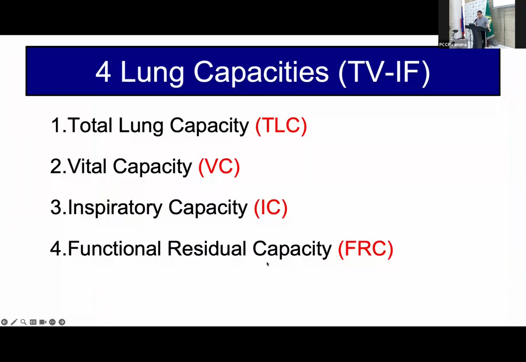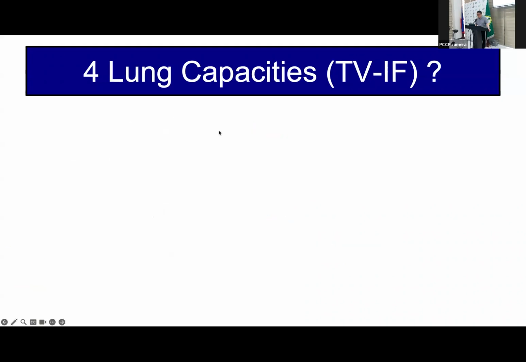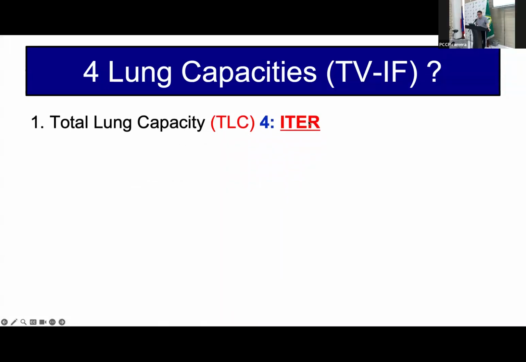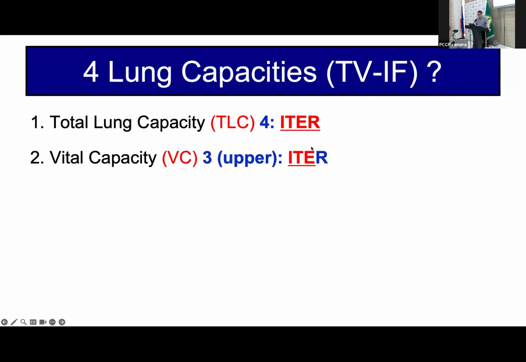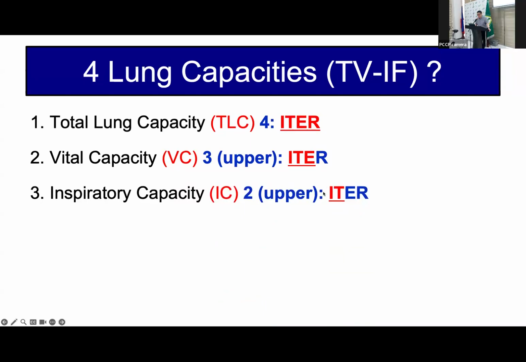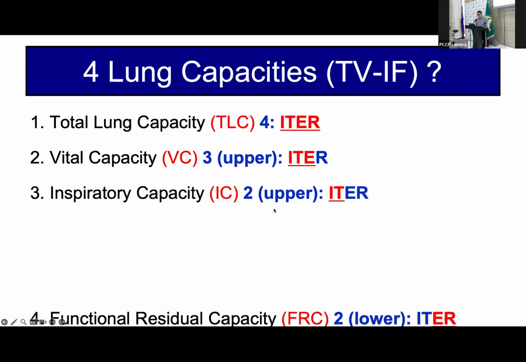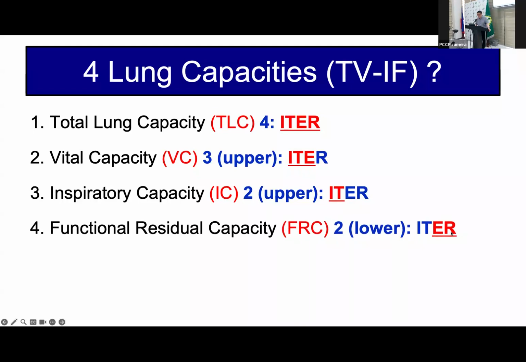The amount of air remaining in our lungs after maximal expiration is known as your residual volume. Now, if we combine two or more lung volumes, we come out with capacities, and the acronym is TVIF: total lung capacity, vital capacity, inspiratory capacity, and functional residual capacity. So, what are the four lung capacities? If you combine all four volumes, that's total lung capacity. If you combine the upper three, that's vital capacity. If you combine the upper two, that's inspiratory capacity. And if you combine the lower two, E and R, that's functional residual capacity.